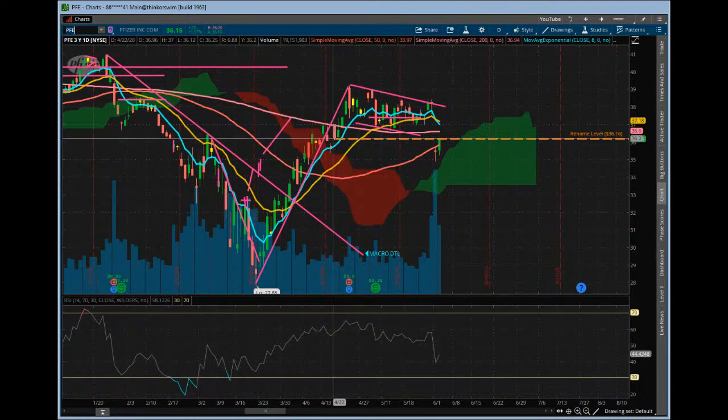And it looks like it got close to filling an open gap right there, which is good. Double open gap right there, kind of like a mini island top. I like it. Good. And then GSX.